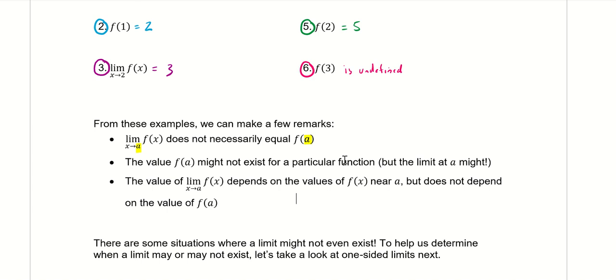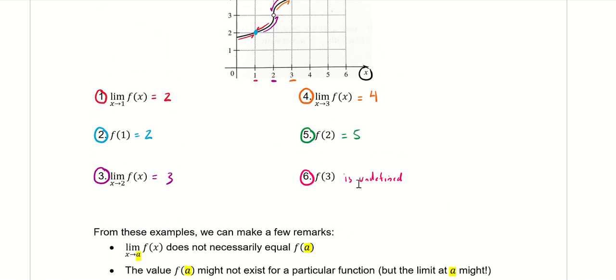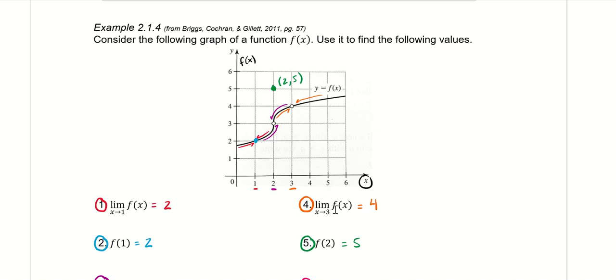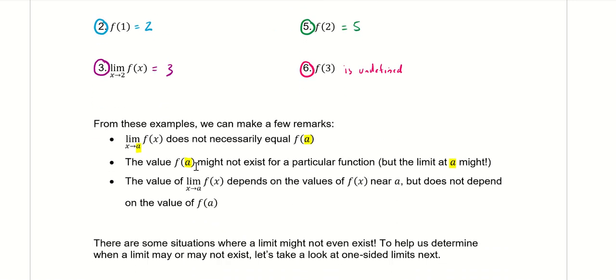They don't necessarily have to be the same thing. Another thing, the value f of a might not exist for a particular function, but the limit at a might. We just saw that with parts 6 and 4. f of 3 is undefined, but the limit as x goes to 3 is a thing, it's 4. So your f of a may not exist, but the limit at a might. That's perfectly valid.